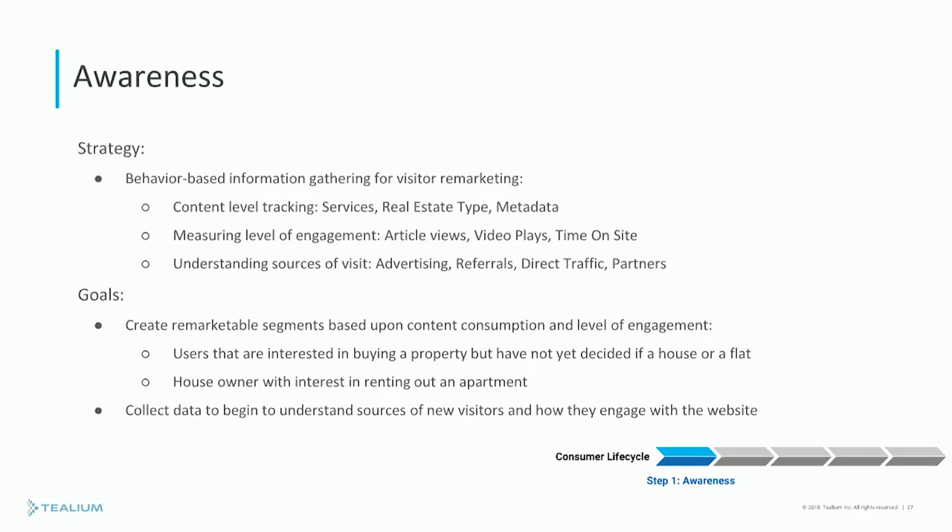And on the other hand, also maybe to re-engage house owners and offer the services or the paperwork that they maybe can download on the website when they are renting out an apartment. And collecting this data and understanding the sources where they are coming from is really the goal for this first awareness stage.